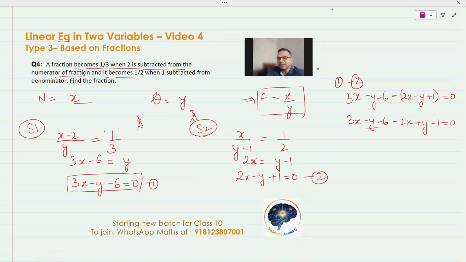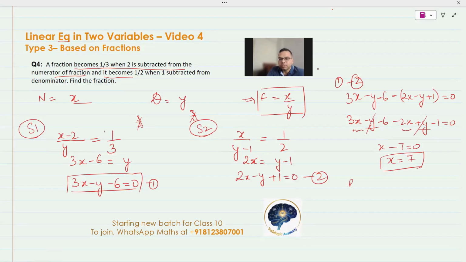So we have minus y and we have plus y, so this gets cancelled. 3x and minus 2x becomes x. Minus 6 minus 1 becomes minus 7 equals 0. So that means x becomes 7. Now I can put x equals 7 in any of these scenarios and I'll get the answer. So let me put it in the second.